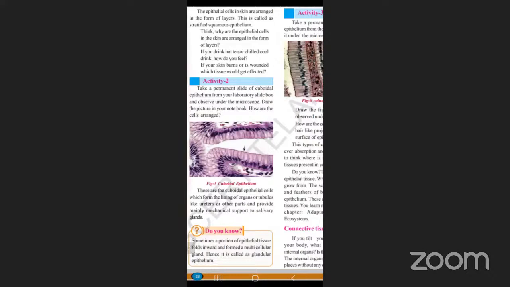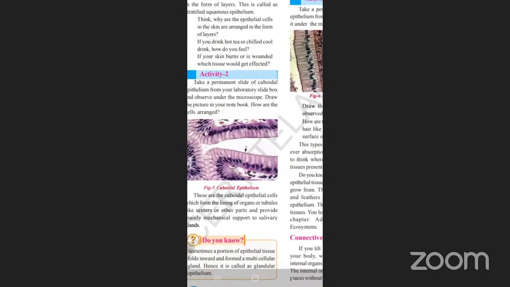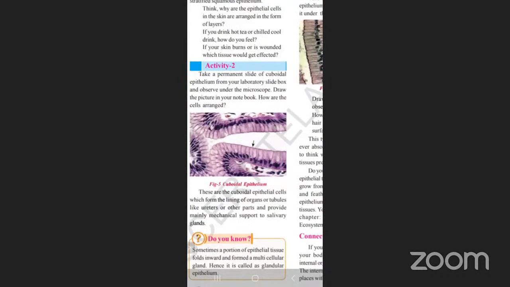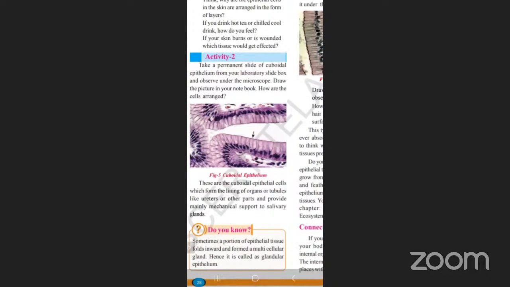Because these are all related to epithelial tissue. The epithelial cells in skin are arranged in the form of layers. This is called the stratified squamous epithelium. Let us go for activity 2. See here, squamous epithelium is completed. Now we are going to learn about cuboidal epithelium. All are epithelium only. All can help in protecting and covering inside and outside. So we can see different types of epithelium.